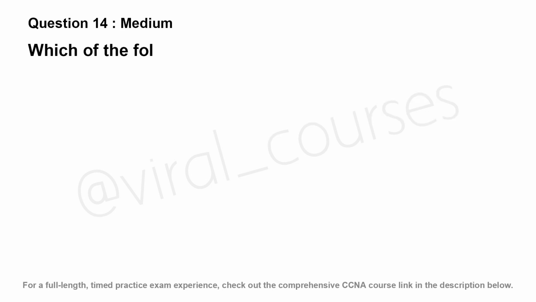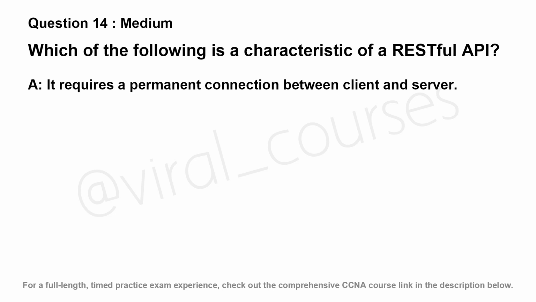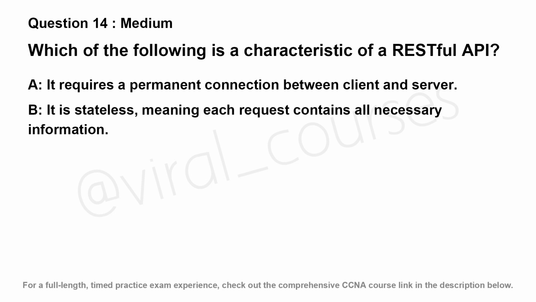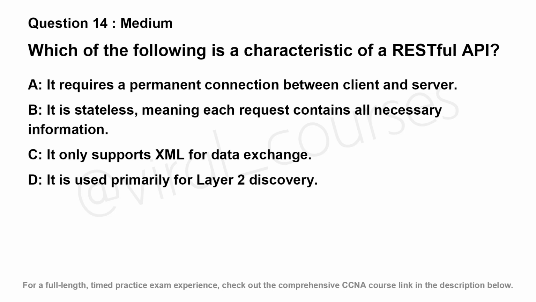Which of the following is a characteristic of a RESTful API? Option A, it requires a permanent connection between client and server. Option B, it is stateless, meaning each request contains all necessary information. Option C, it only supports XML for data exchange. Option D, it is used primarily for Layer 2 discovery.